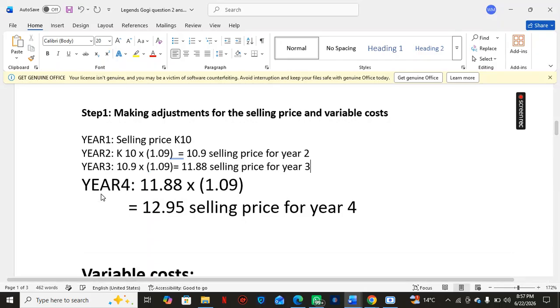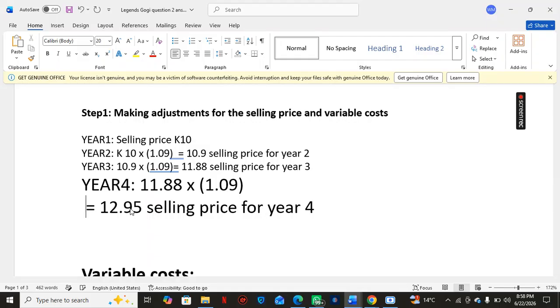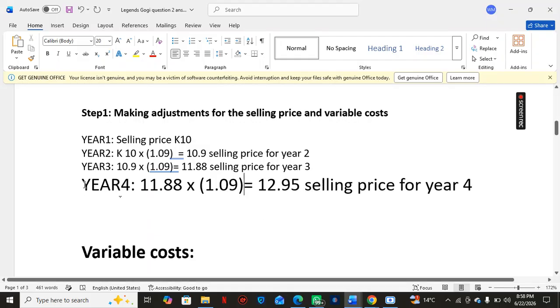Okay, year 3, 10.9 multiplied by 1.09. We're just saying that this 10.9 kwacha is growing by 9%. That's 11.88.